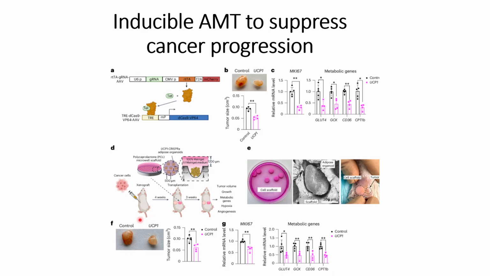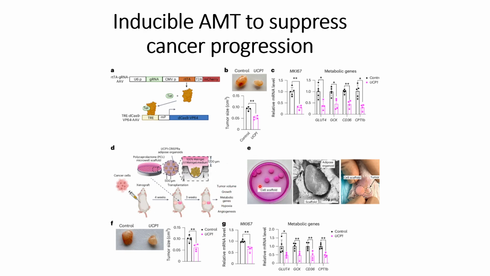so first we will understand their experimental plans. That is, first the cancer cells are injected into the mice using the xenograft method. Then after 4 weeks, this organoid based on their new microbial scaffold is implanted adjacent to the tumors, and after 3 weeks they check the following parameters.